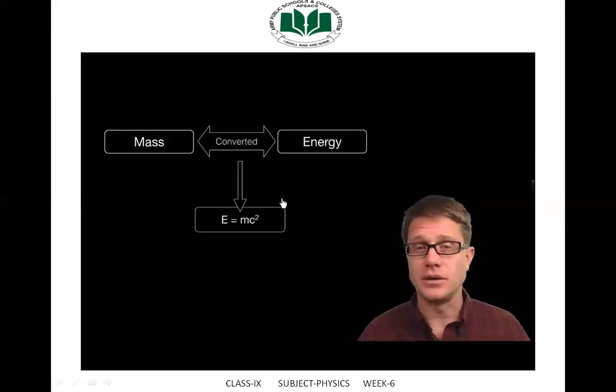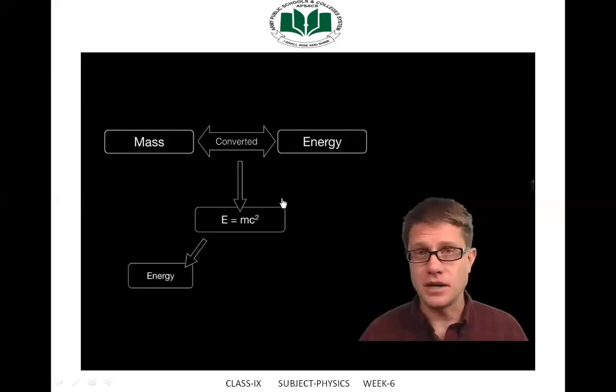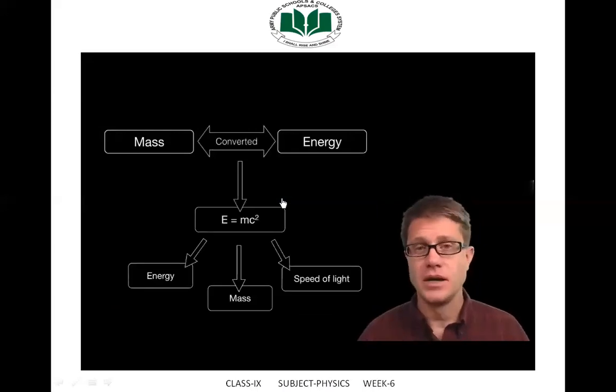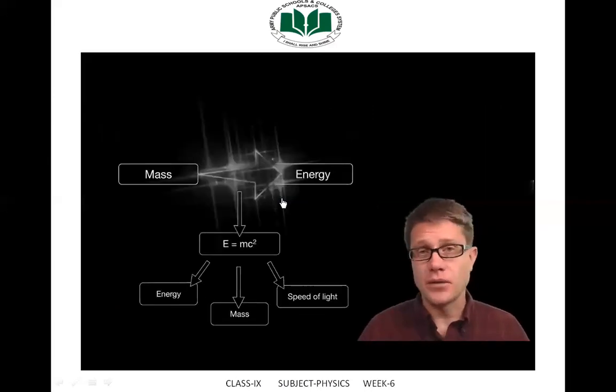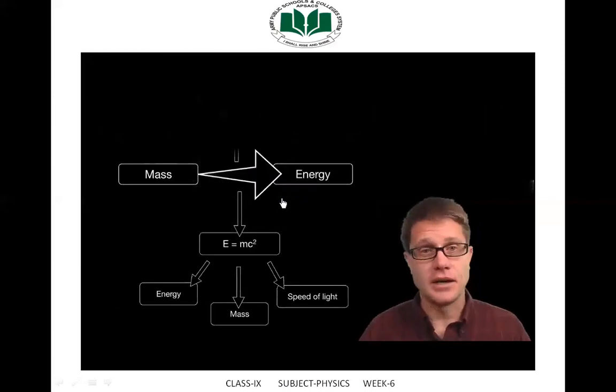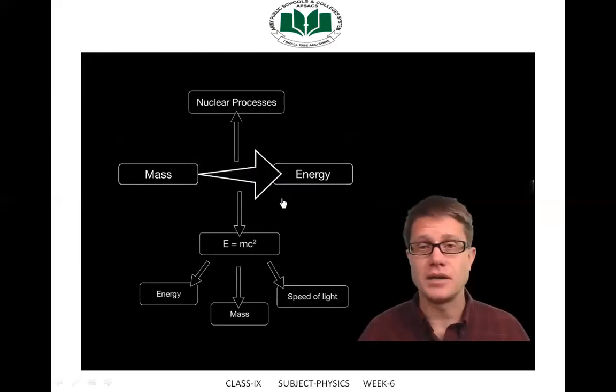E equals mc squared. E is energy, m is mass, and c is the speed of light. So we can convert one into another. But if we're going from the mass to the energy side, like we would in almost any of these nuclear processes, we're going to get a huge amount of energy from a very small amount of mass.